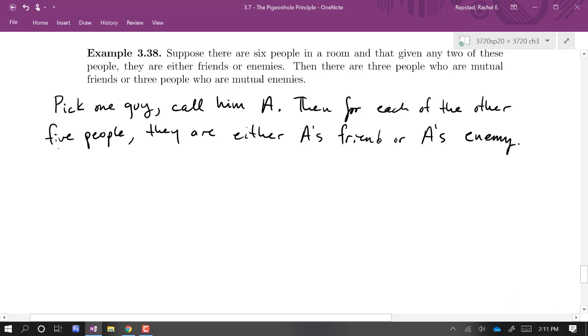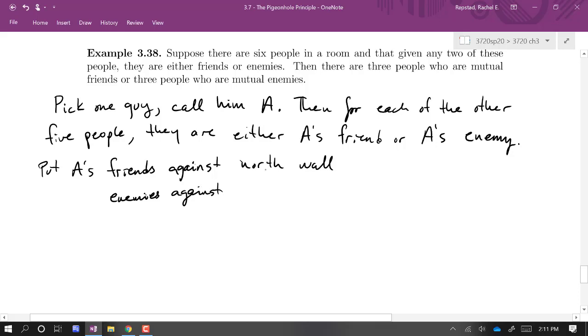So let's put A's friends against the north wall, and A's enemies against the south wall. So I've got these five people. I have now partitioned them, some against the north wall, some against the south wall, by part A of the strong pigeonhole principle. One of these walls, either the north wall or the south wall, has at least three people.